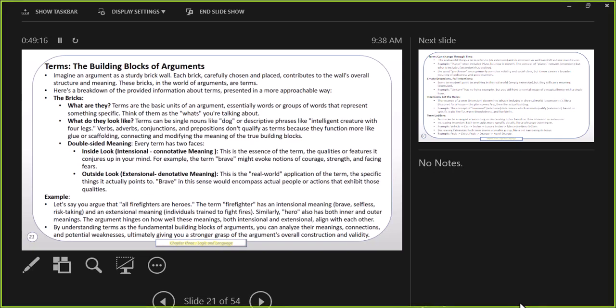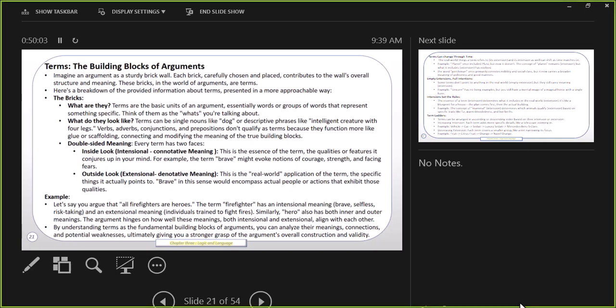Every term has two meanings, namely intentional meaning and extensional meaning. The intentional meaning is the essence of the term, the qualities or attributes or features common to the things that you are referring to, whereas denotative or extensional meaning refers to what? The external meaning of the word, right? The connotative intentional meaning is the internal meaning of the word, whereas the extensional or denotative is the external, tangible, concrete living members of reality that testify to the word that you are referring to. For example, let's say you argue that all five factors are heroes. The term five factors has both extensional and intentional meaning. The extensional meaning is what?